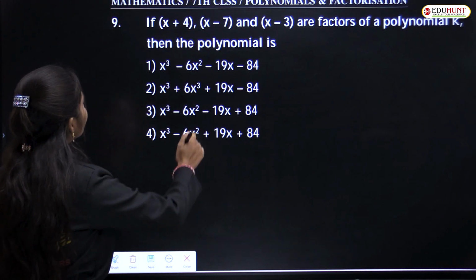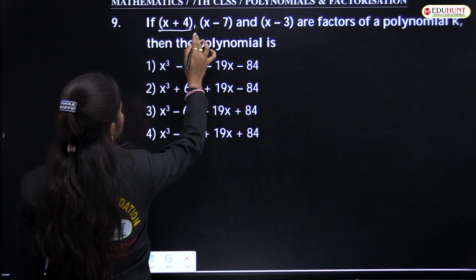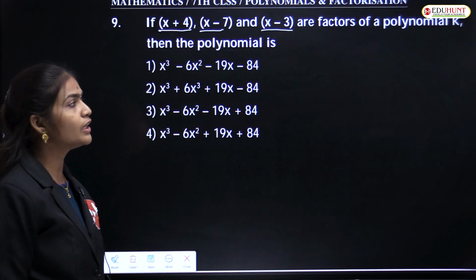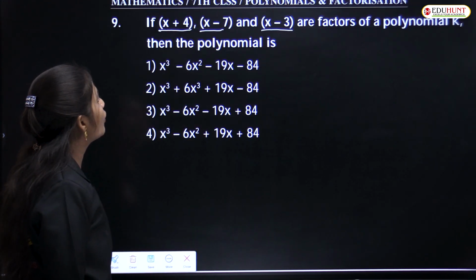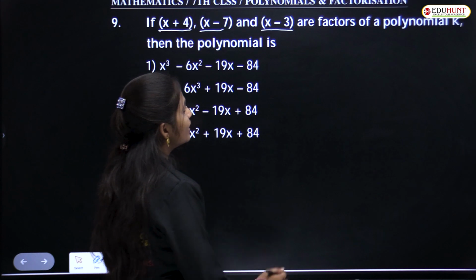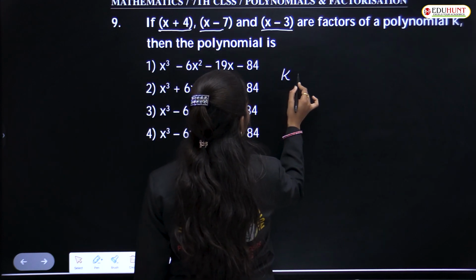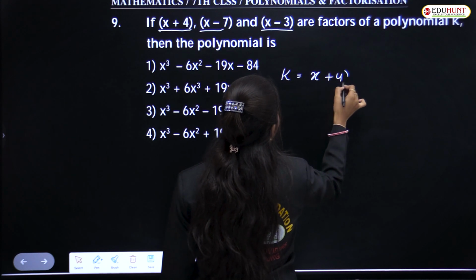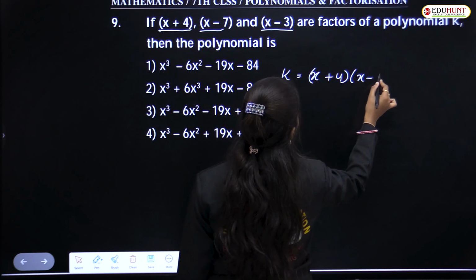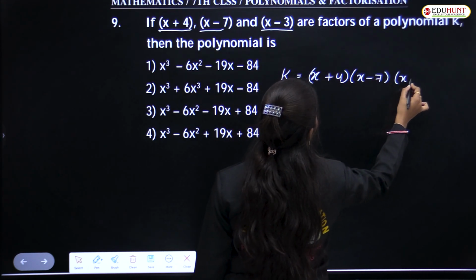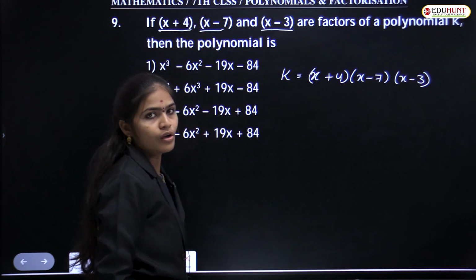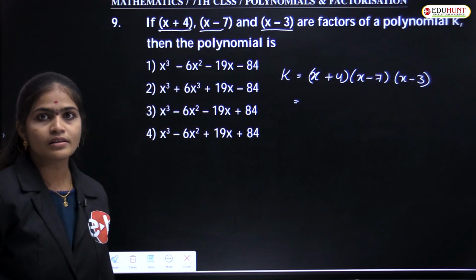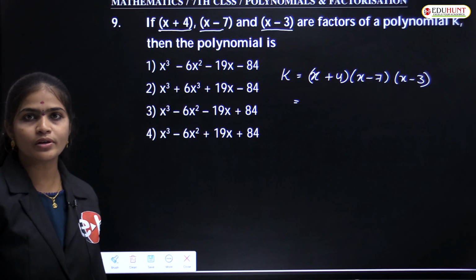So here, in the ninth problem, they have given that if x plus 4, x minus 7 and x minus 3 are the factors of a polynomial k, then the polynomial is. So here k is equal to, they have given that x plus 4 as a factor, which means we have to take the product only, no? So x minus 7 into x minus 3. So here we need to find what that polynomial is. Factors means we have to take the product only, no?